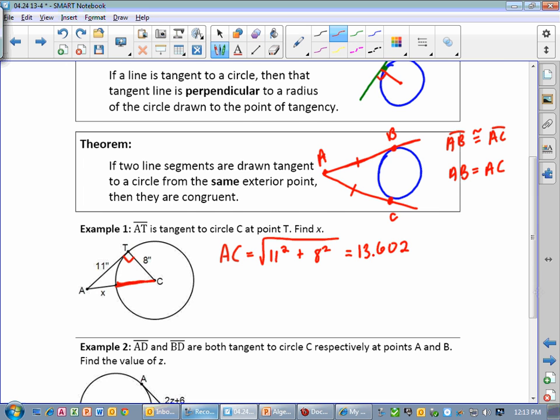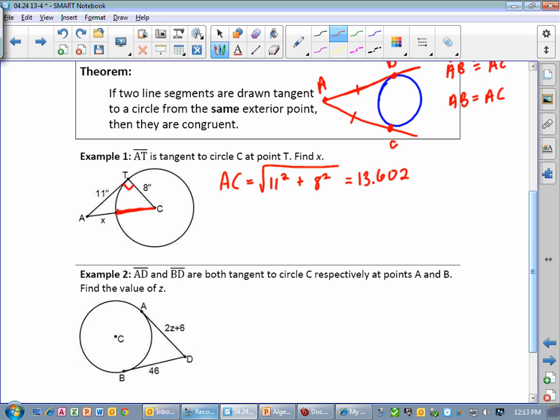8. Why is it 8? So that's the radius. So that must be the same as all radii, right? They're all the same. So that's 8. So that means that X would have to be 13.602 minus 8. So it must be 5.602 inches.